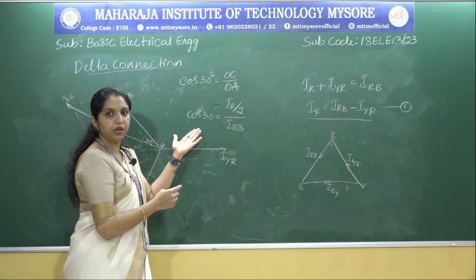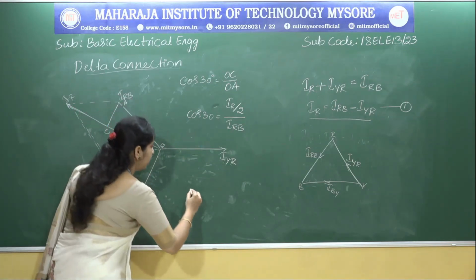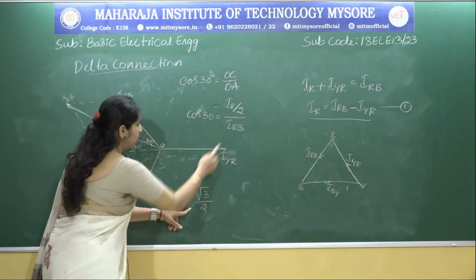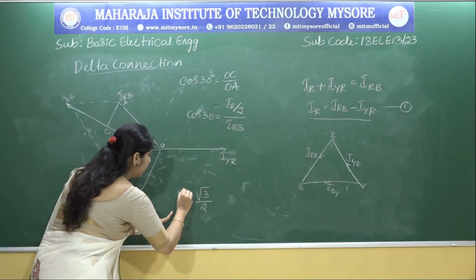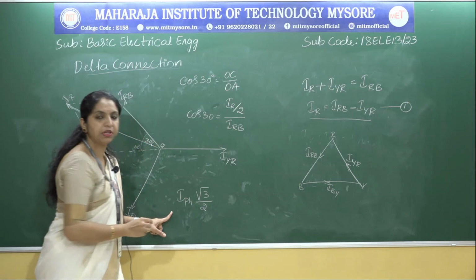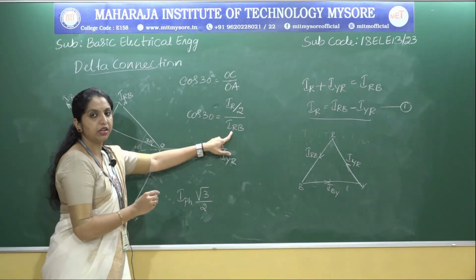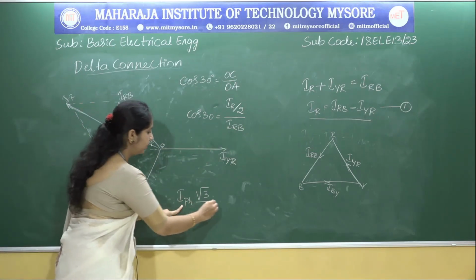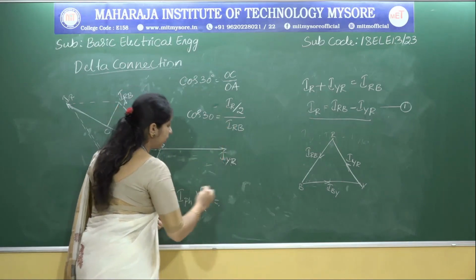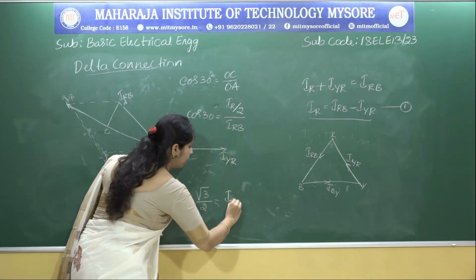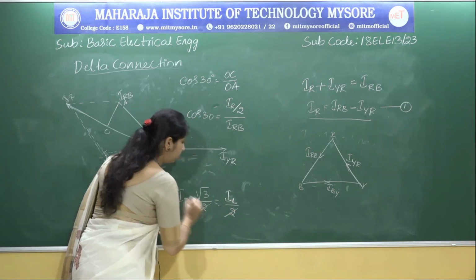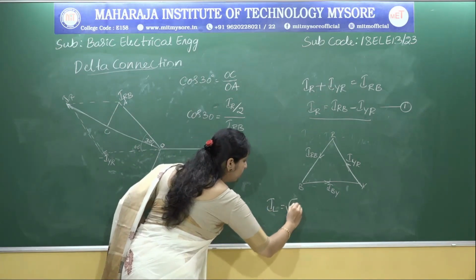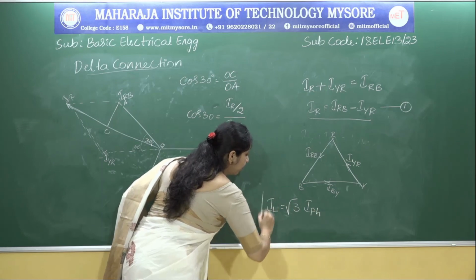A similar kind of equation we discussed in the star connection. And what is cos 30? Cos 30 is root 3 divided by 2, and I multiply IRB over here. What is IRB? Remember, IRB is nothing but the phase current, so we can write IPH. IR is nothing but the line current, divided by 2. So 2 gets cancelled, and finally we have the line current IL equal to root 3 into IPH.